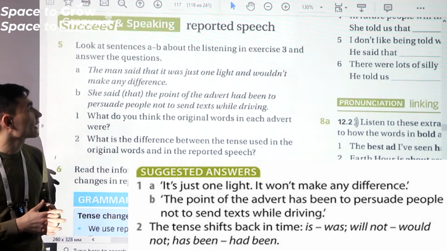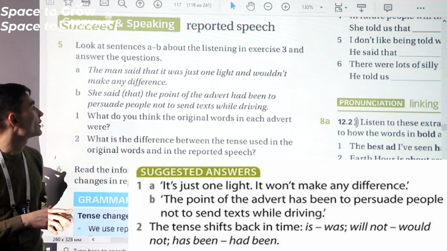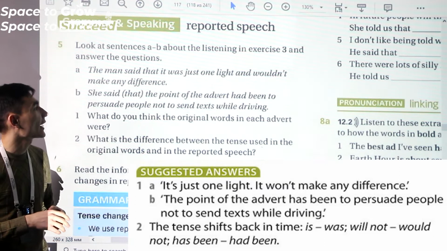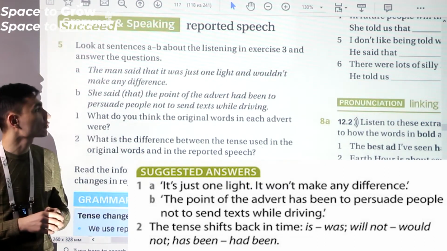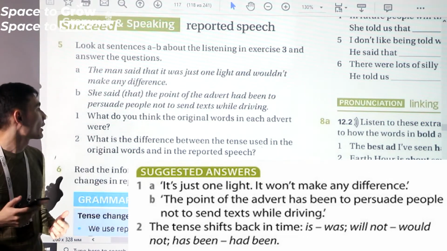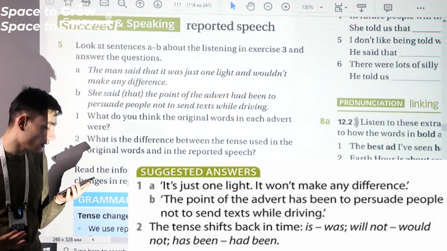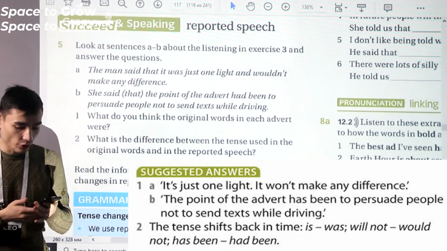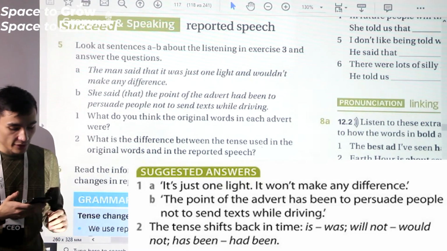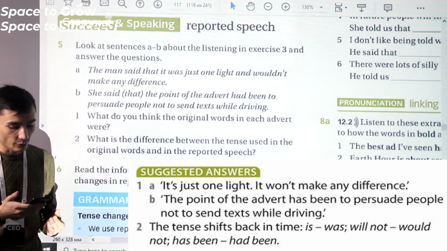A. The man said that it was just one light and wouldn't make any difference. B. She said that the point of the advert had been to persuade people not to send texts while driving. And now let's look at the questions. And what do you think the original words in each advert were? Well, let's just see. It's A. It's just one light. It won't make any difference. And B. The point of the advert has been to persuade people not to send texts while driving.